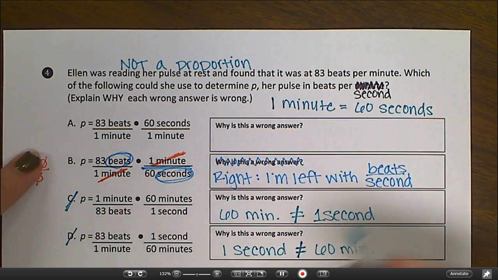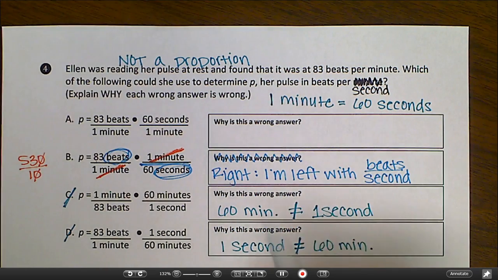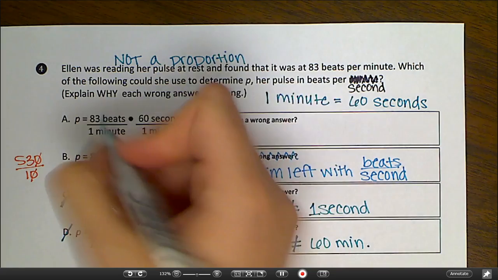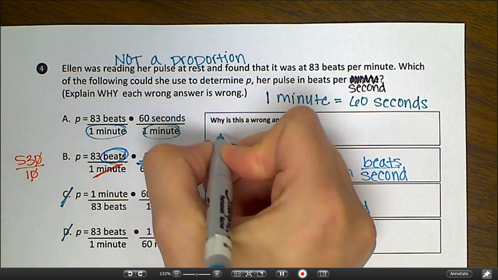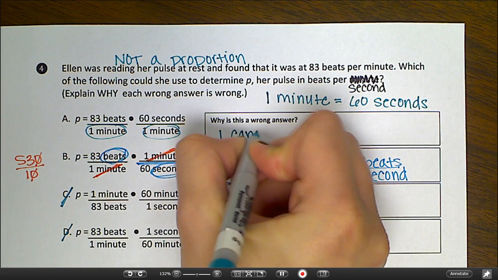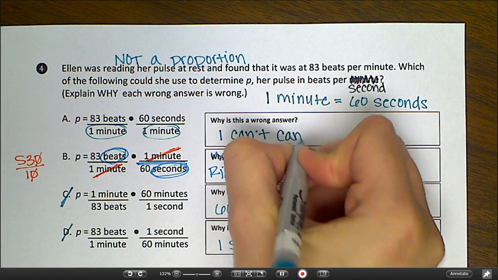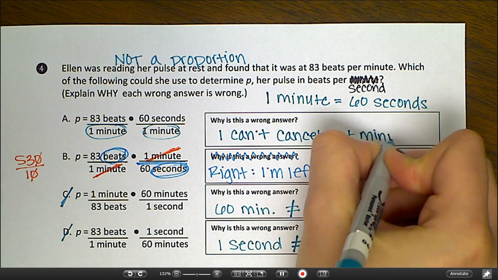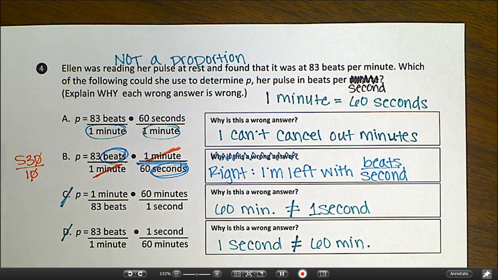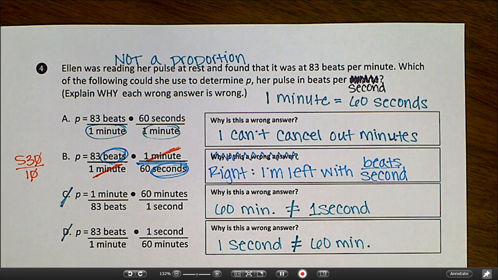And this one up here, I'm choosing to not take this answer because I cannot cross out minutes and minutes down here. I can't cancel out the minutes. Because remember, we want to get rid of the minutes. We want to get it into seconds.